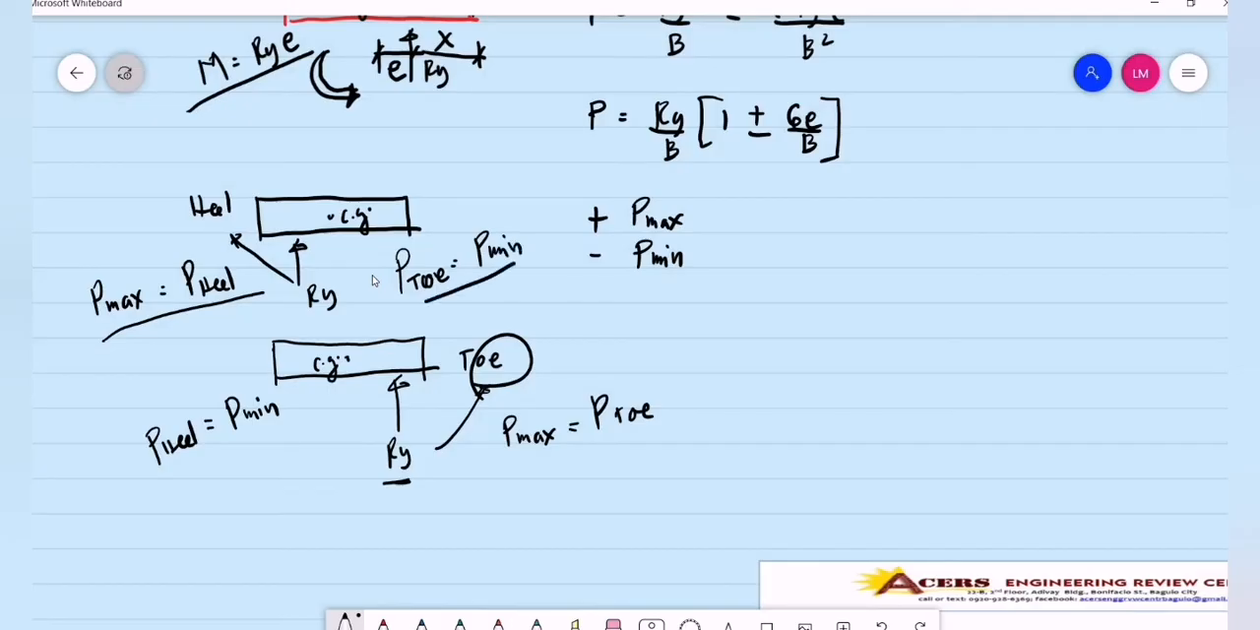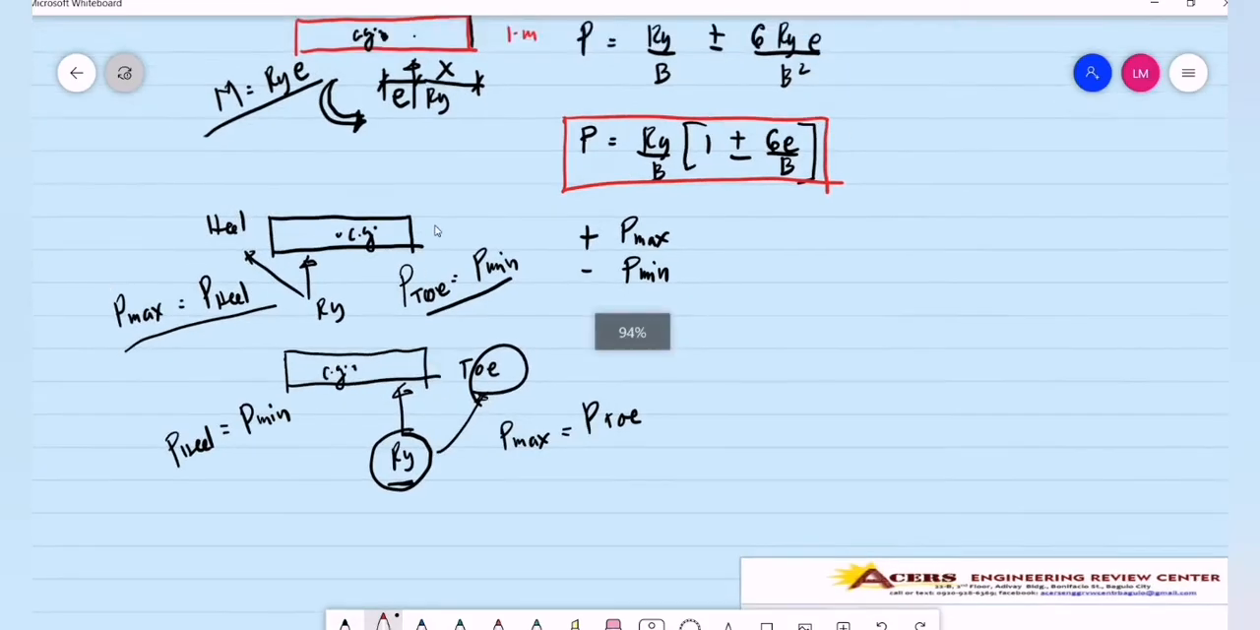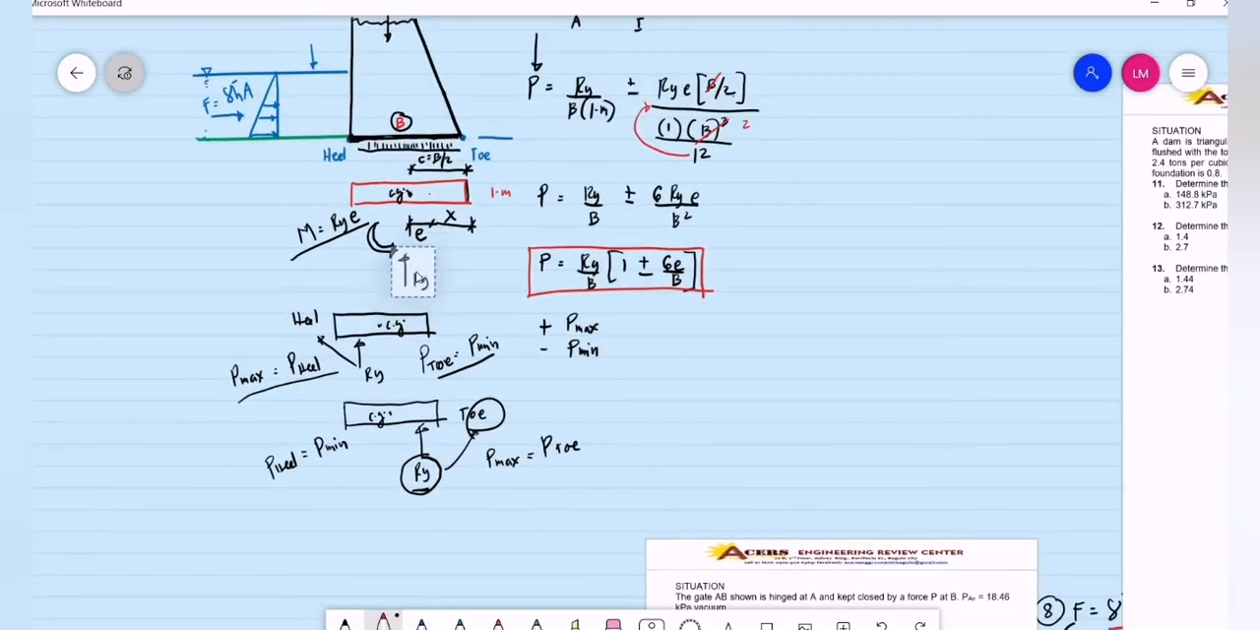Alright, so that's how we compute for the pressure maximum and pressure minimum, or how we compute for the pressure at the toe or the pressure at the heel. So it depends on the location of the reaction at the base. So this is our general formula for the computation of the pressure at the base of a dam. So let's have an example.